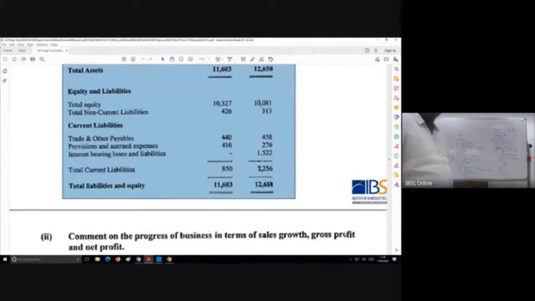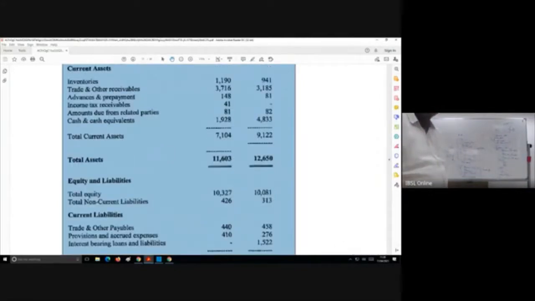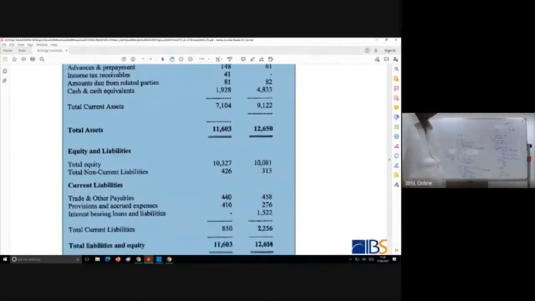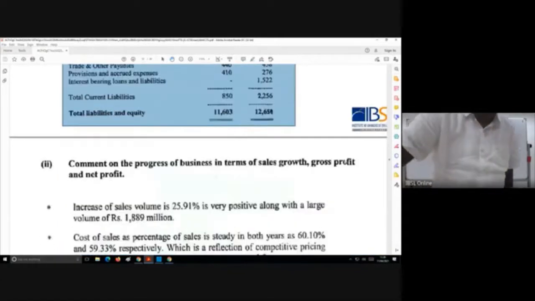Non-current liabilities 300 to 2, that is only a 100 million increase. Right? So the money from current assets has mainly gone to reduce this one: interest bearing loans and liabilities, 1.5 to 0. So that should be your answer.